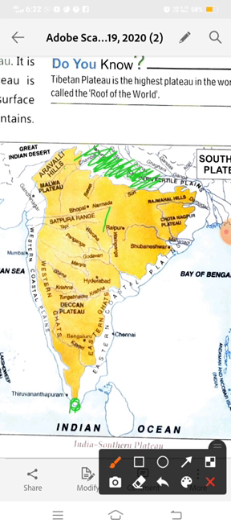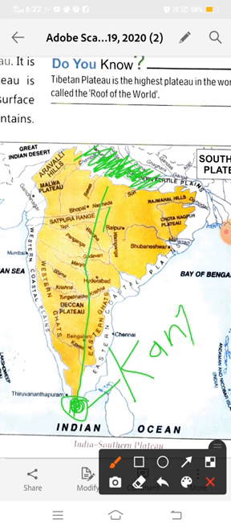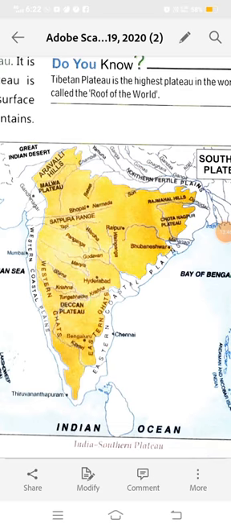So this plateau extends from the south of the northern plains down to the last tip or point of India, which is Kanyakumari. This last tip point is known as Kanyakumari. It is in south India, the southernmost point of India. Now here is given, do you know.